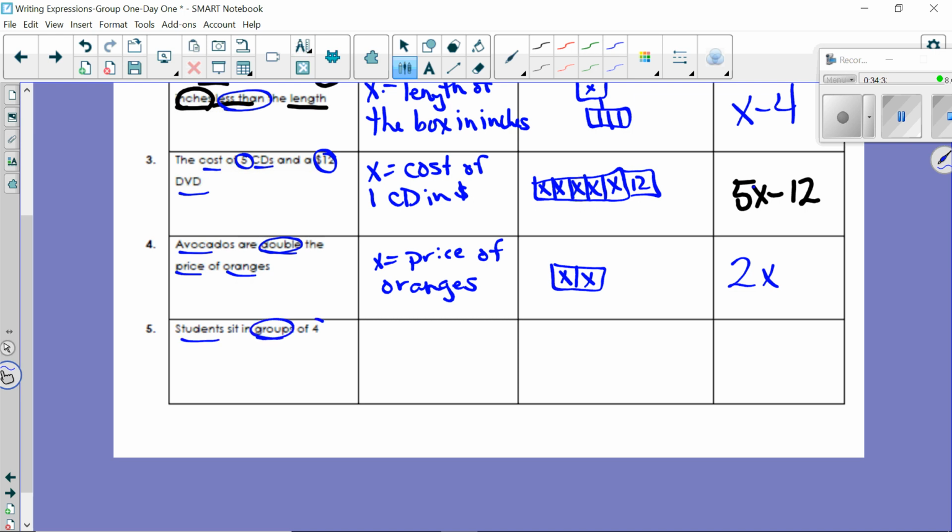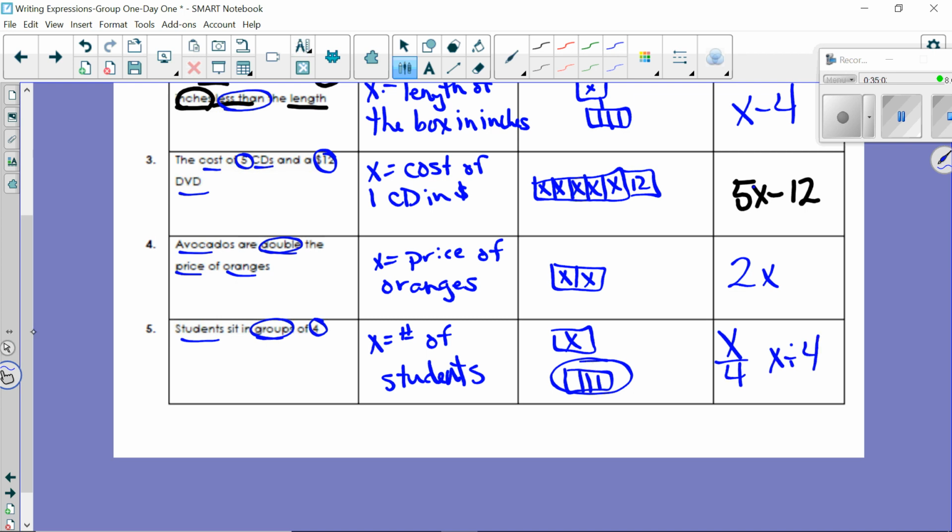Students sit in groups of 4. That tells us what? X is the number of students. And groups means we're breaking them into even portions or dividing. So I'm taking X, dividing by 4. Just circle it. And my expression, X divided by 4.